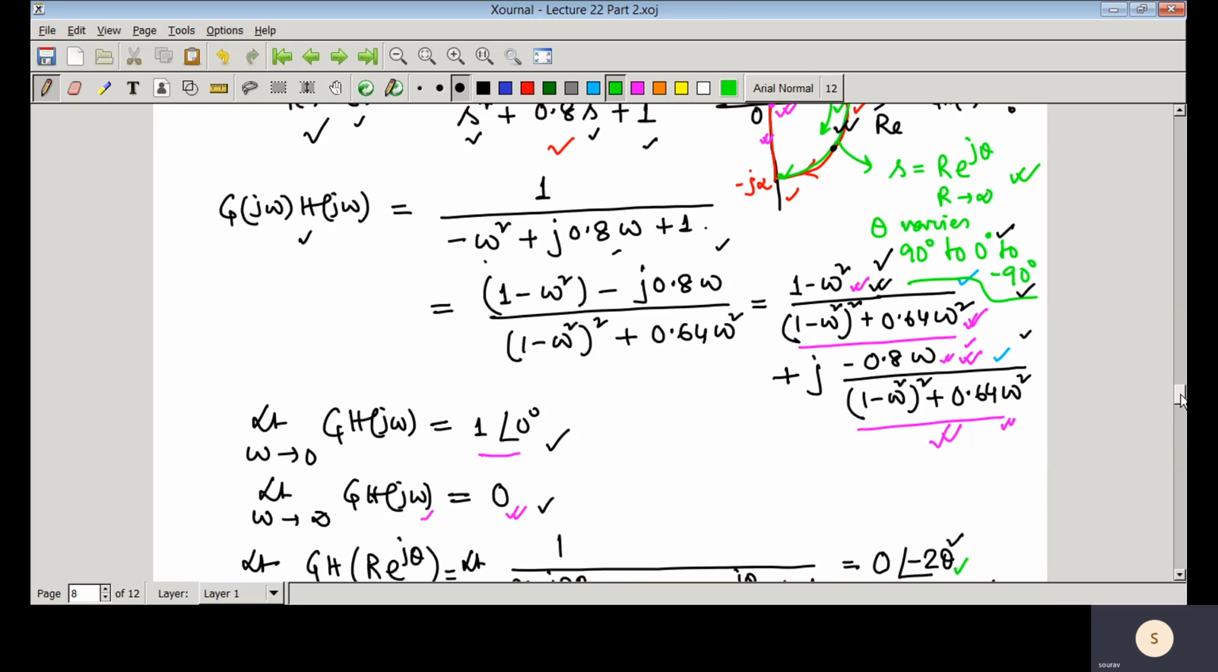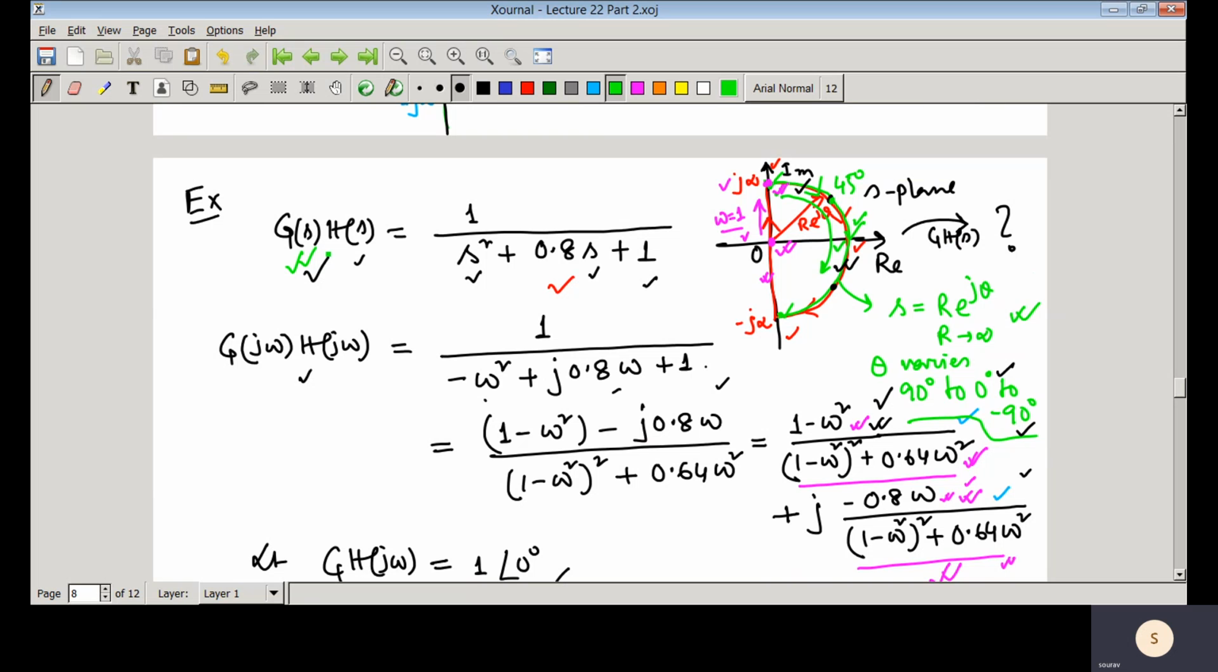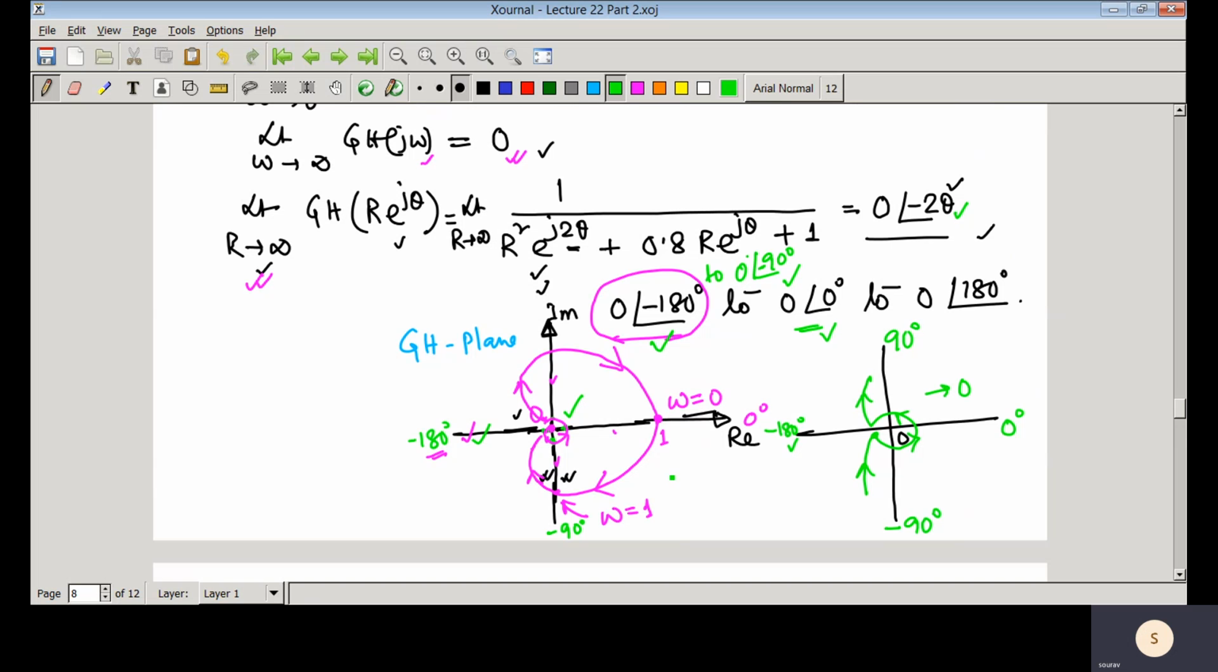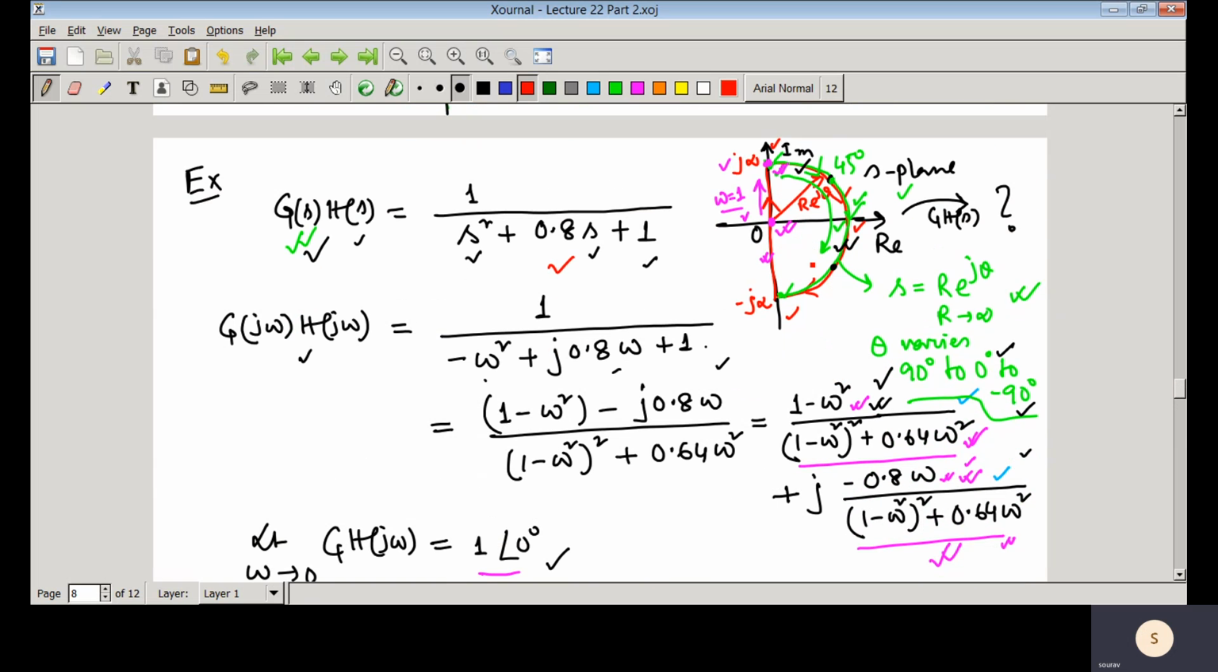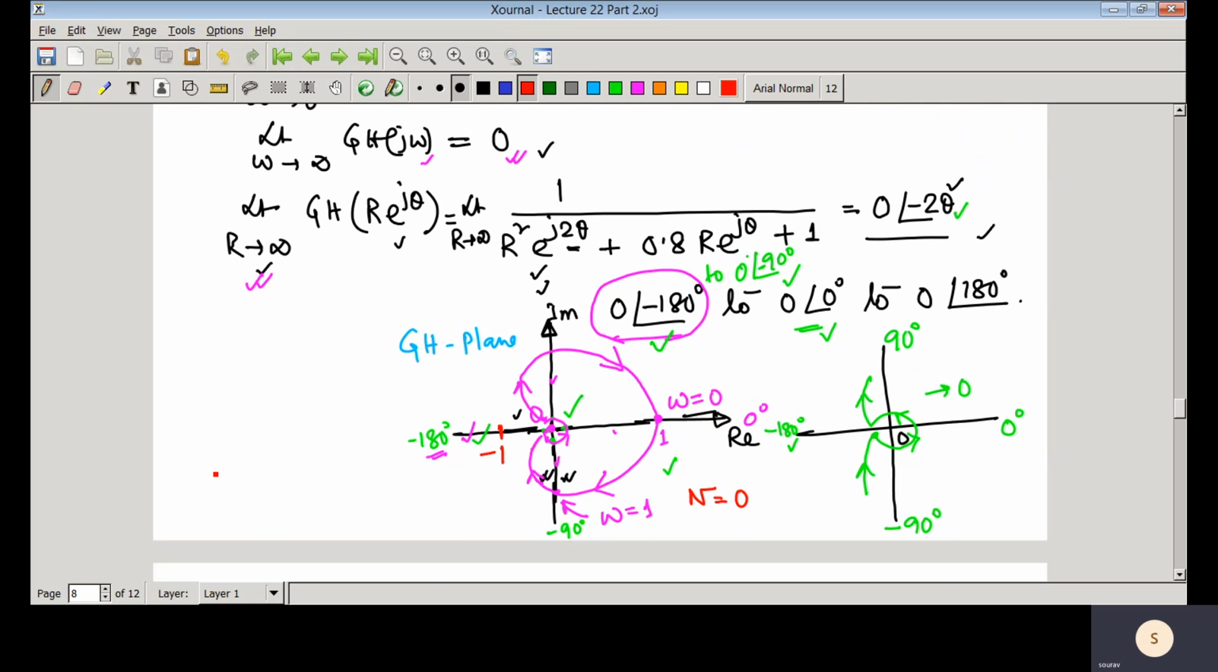So what we have seen here, whenever G of s, H of s is given, and this is that Nyquist contour. So how to get that Nyquist plot? So this is that Nyquist plot, and here you can see that the minus 1 point is here. So the number of encirclements N equal to 0, and here you can see the number of poles inside this region P equal to 0. So then what is that Nyquist stability criterion? That Z equal to P minus N. So that is 0 minus 0, that is equal to 0. So the closed loop system would be stable.